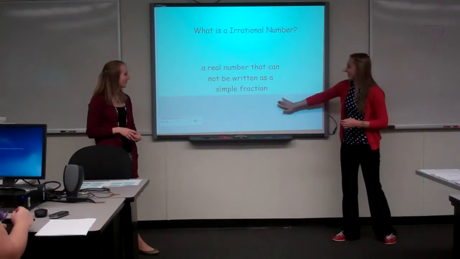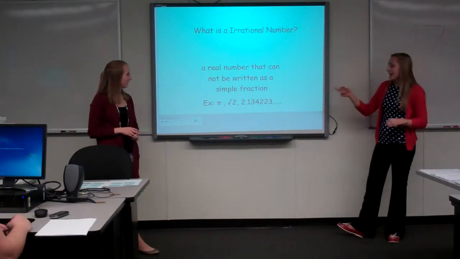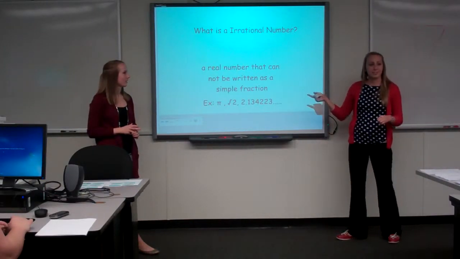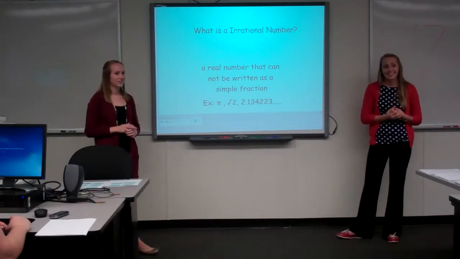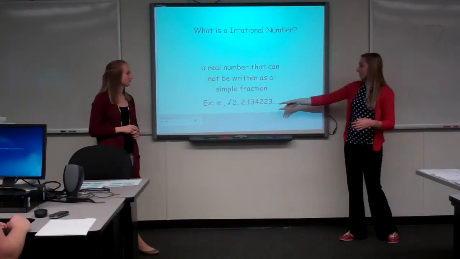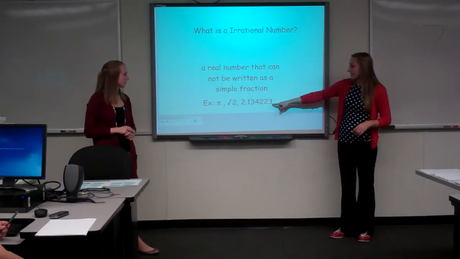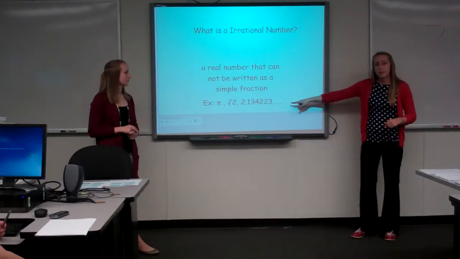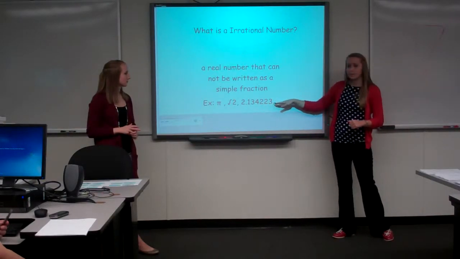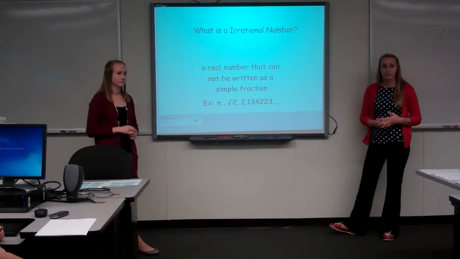Pi is an irrational number, and the square root of 2 is an irrational number. Does anyone know why? Do we know the square root of 2? No. It has a decimal that just keeps going on and on. It doesn't repeat. This example is a decimal, but the numbers in the decimal part do not repeat at all. It's just going to keep changing, so we can never write that as a fraction.